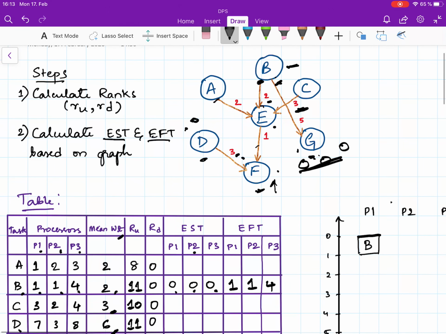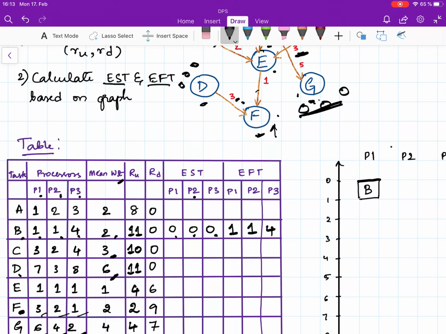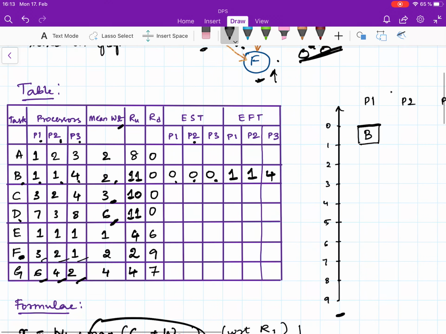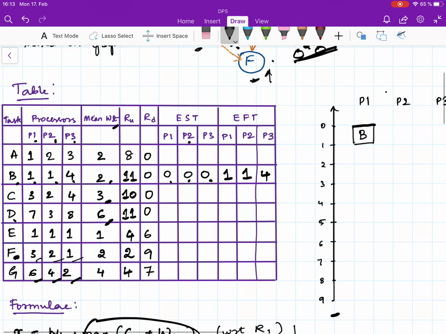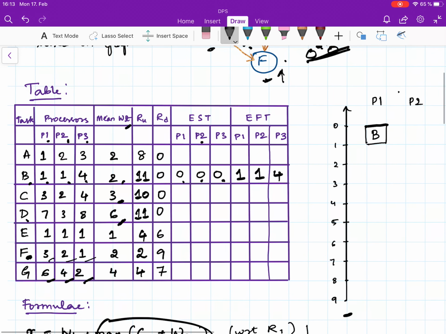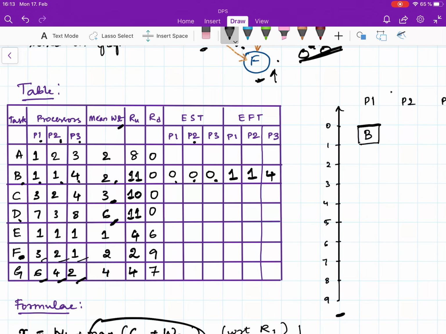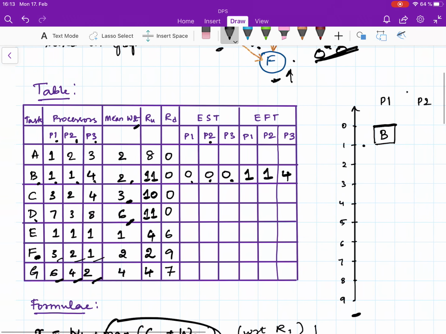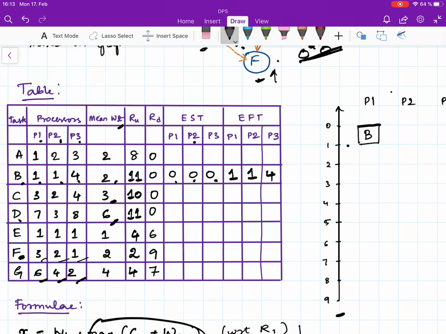Even for D, it does not depend on any other task above it. So you can simply schedule using EST and EFT. So let us start with D now. So when is it ready? From the graph you can see that P1 is ready to take the task D at 1 here. P2 is ready at 0 itself, and P3 is ready at 0 as well. So can you guess what's the starting time? Yes, it's 1, 0 and 0.